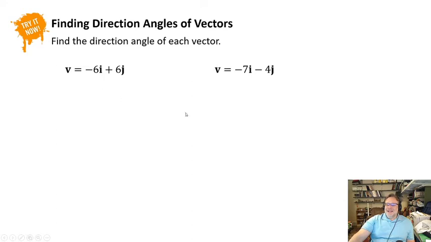All right, so in the same way, find the direction angles of each of these vectors. Take some time for that.